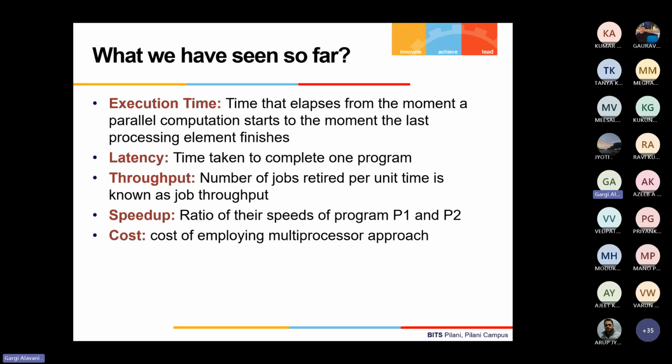The multiplication of the execution time in parallel into the number of processors should be less than or equal to the time taken for executing it in serial.